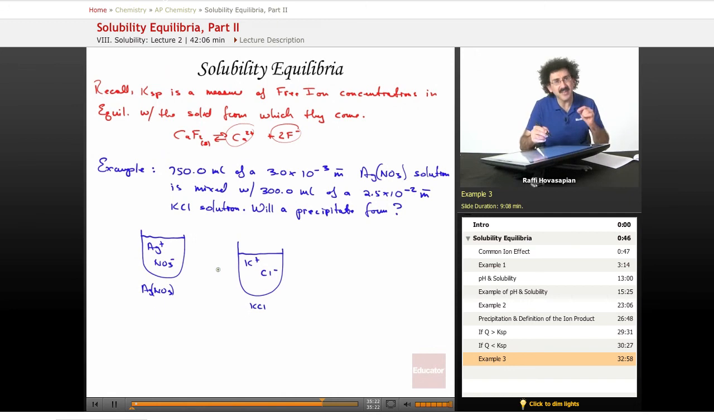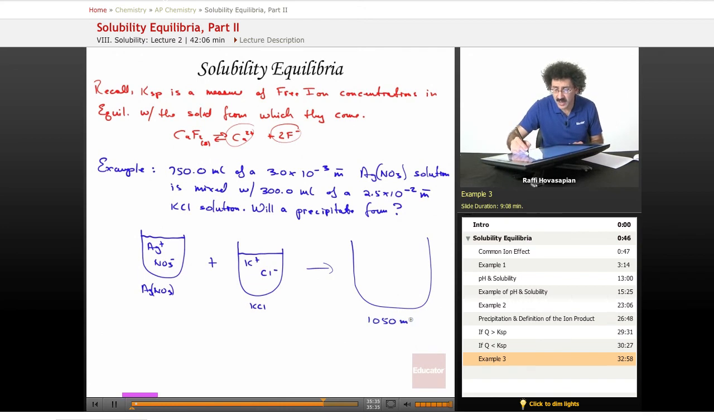Now what we do is we mix them together, okay? When we mix them together, now what we have is 750 plus 300, 1,050 milliliters of the KCl and the AgNO3 solution mixed. Before any reaction takes place, what you have is free silver ion, free nitrate ion, free potassium ion, and free chloride ion. These are the major species in solution.